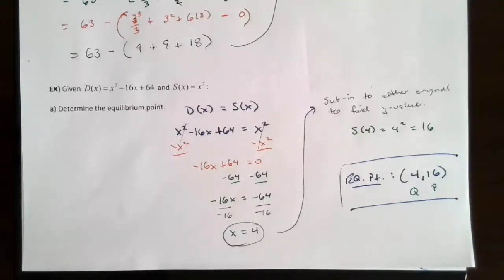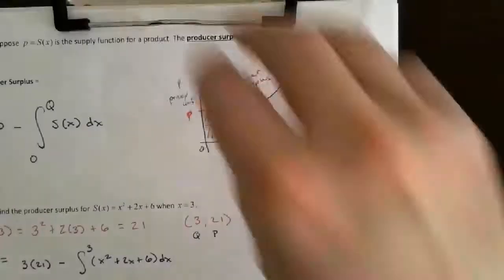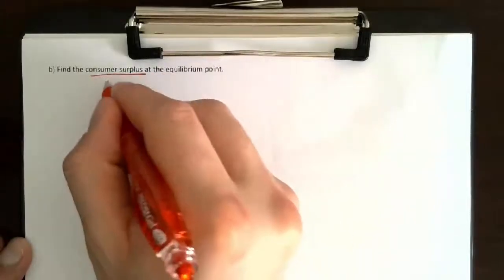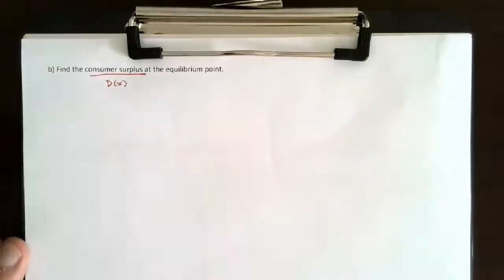The next part of this is just going to ask you to find the consumer and producer surplus. So the consumer surplus at the equilibrium point. All right, consumer surplus, when you see this, you should think, okay, I'm using the demand curve. So for consumer surplus, use the demand curve always.